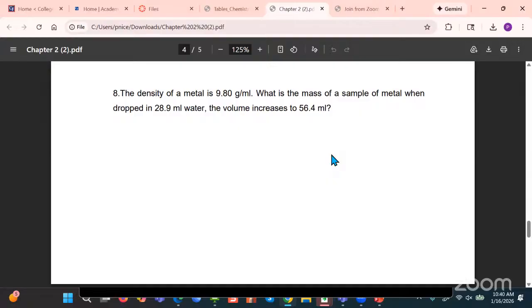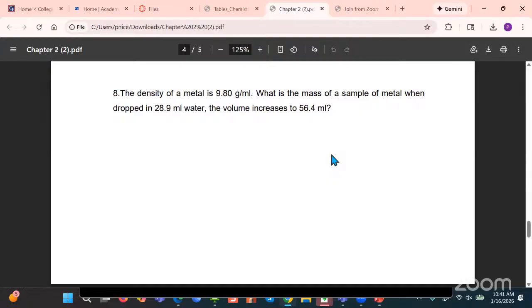You'd have to use some method other than calculation, and that would be, in this case, the displacement method, right? And the whole concept behind the displacement method is that if you have a liquid in a container and it has a particular volume, right? And then you submerge the object in it, then the object will displace a volume which is equal to its own volume.